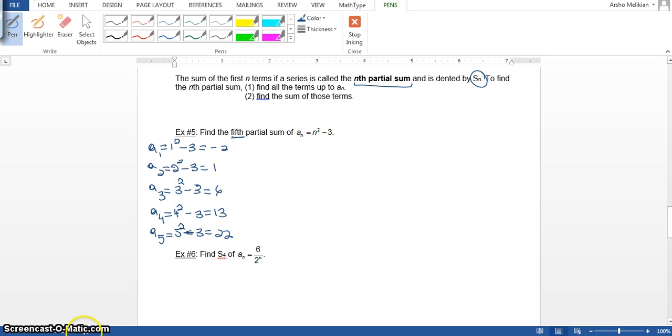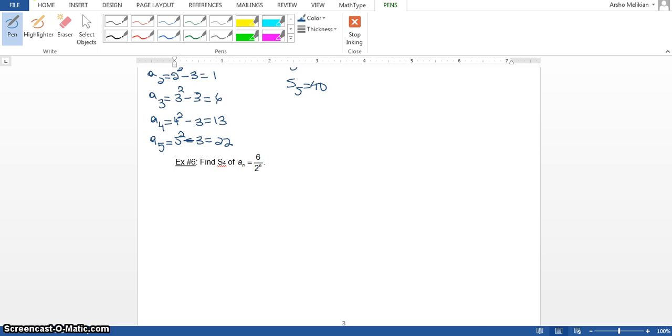If I want to find the 5th partial sum, that's S5. And now what I want to do is just add these up. Negative 2 plus 1 plus 6 plus 13 plus 22 is 40. Okay? All right, so let's do this quickly.